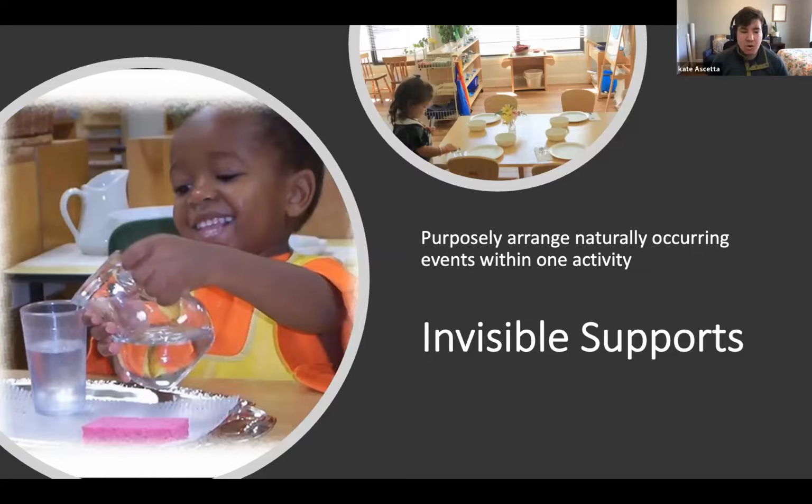Here we have a little girl who perhaps is working on pouring, but we're going to set up the learning environment so that the pitcher is maybe only half or mostly empty by the time it gets to her, so that she can feel successful in pouring it with a smaller amount in there. That's a really simple arrangement in the classroom where you've thought purposefully. That's the big thing in all of these.